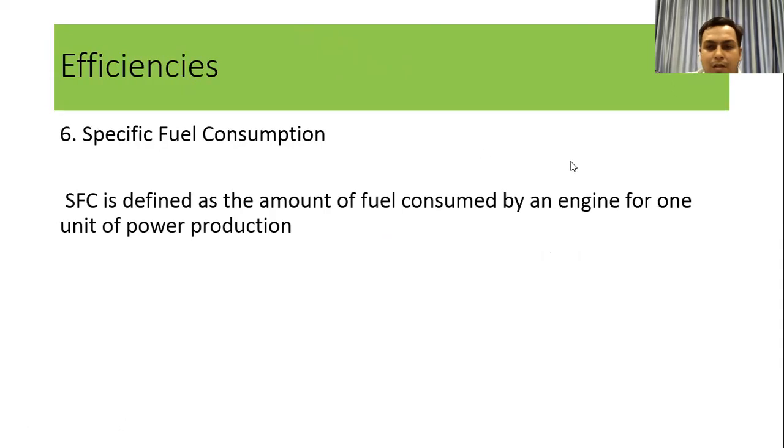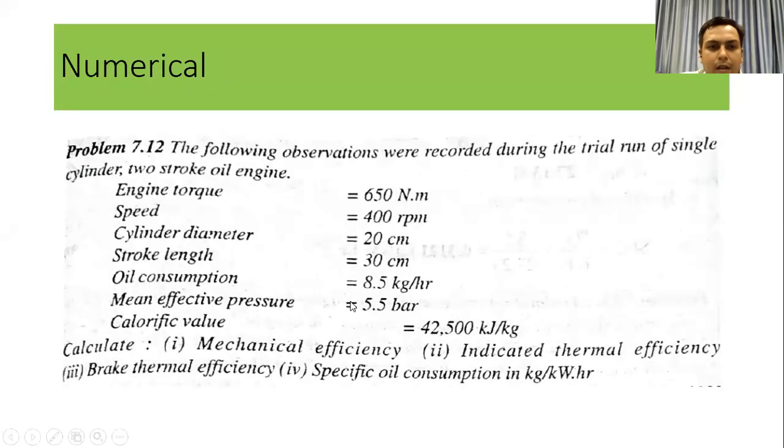Specific fuel consumption is denoted by SFC. It is defined as the amount of fuel consumed by the engine for unit power production. So it is calculated mathematically as mass of fuel divided by the brake power, and the unit for SFC is kg per kWh. Now we go for the numericals, and I'm taking one basic numerical from your book, problem number 7.12, from the book bank.